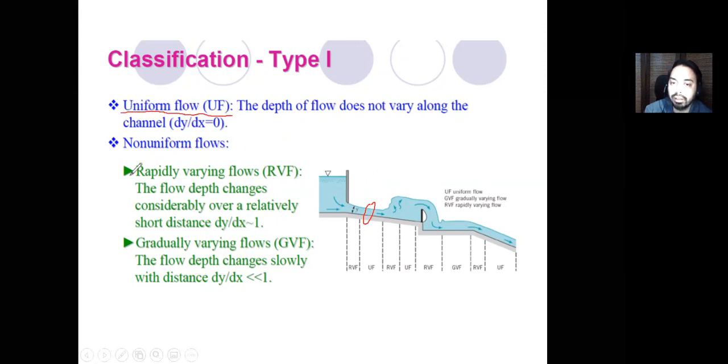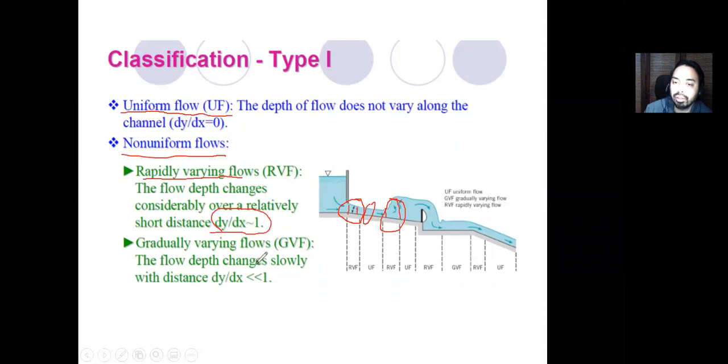And we have the second kind, non-uniform flow. The non-uniform flow consists of rapidly varying flow, or RVF. So for example, this is also RVF. There is a change in the flow depth. As you can see, you have a different y at this point and y at this point. Also y here and y over here are different. But this is over a short distance, like dy/dx close to 1.